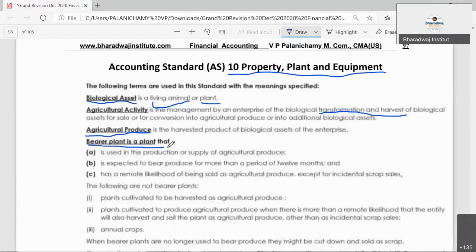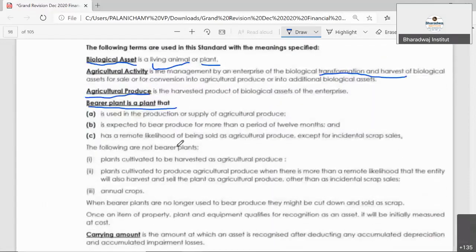Sir, what is a bearer plant? This is the most repeated examination question in theory. So they can ask this type. What is a bearer plant? Simple. There is an agricultural produce. First, let me tell the technical meaning, then go for a non-technical one. For a period of more than 12 months, you are not going to sell that plant.